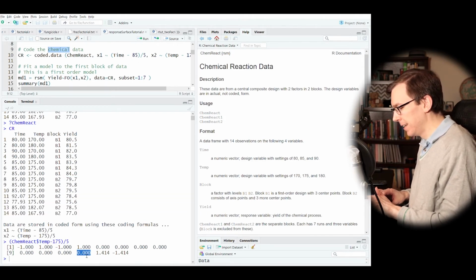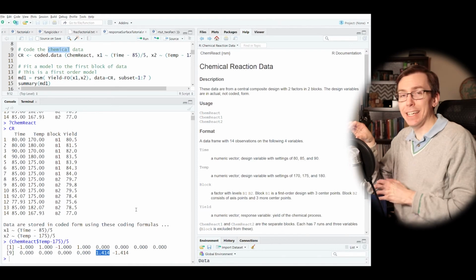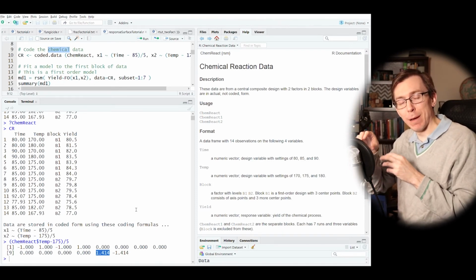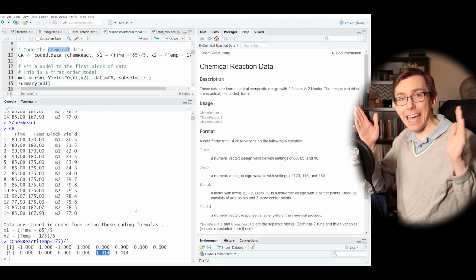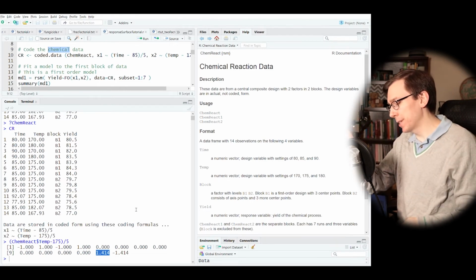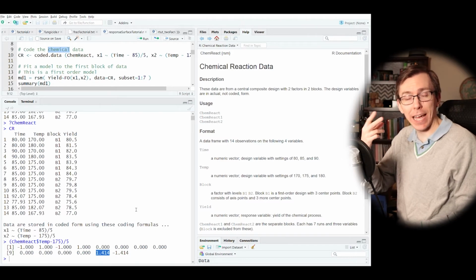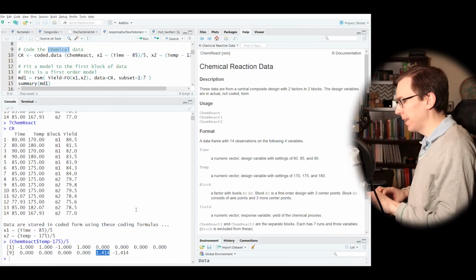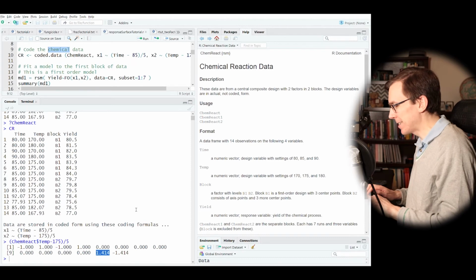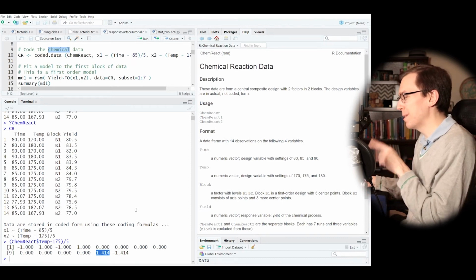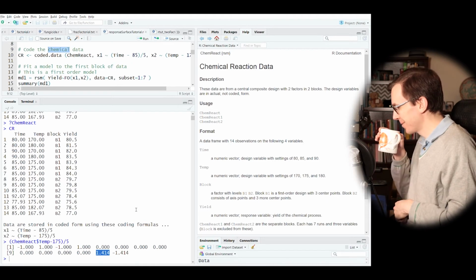Notice that here, their value is either going to be 0 or it's going to be the square root of 2. So this is a spherical design because we're setting alpha, remember, that's the value at the axial point, equal to the square root of 2, which is the number of factors we have. We only have 2 inputs to our model. So this is a spherical central composite design.